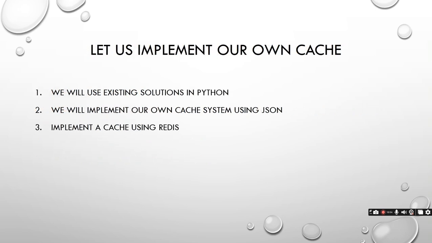Then the next thing you're going to do is implement our solution with Python. I will first make a solution with Python. Then we will implement our own cache system using JSON. You can see how you can create your own cache using Python and JSON. And then, as I said, for implementing a cache using Redis, I will create a separate video, so that you can learn how you can use Redis to help you implement caching in the programs you're going to build. So let's dive into it.